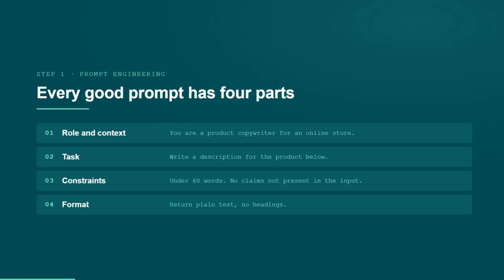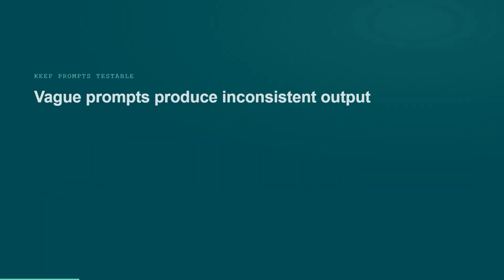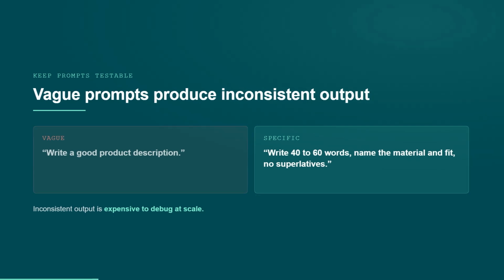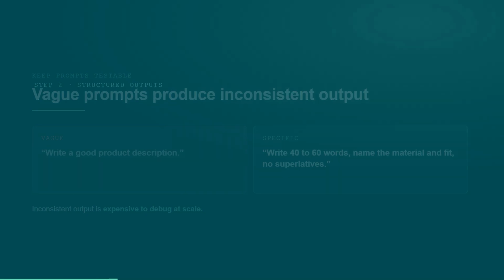Keep prompts specific and testable. Vague prompts produce inconsistent output, and inconsistent output is expensive to debug at scale. If 2 merchants' products produce wildly different quality, that is your signal that the constraints are not specific enough yet.